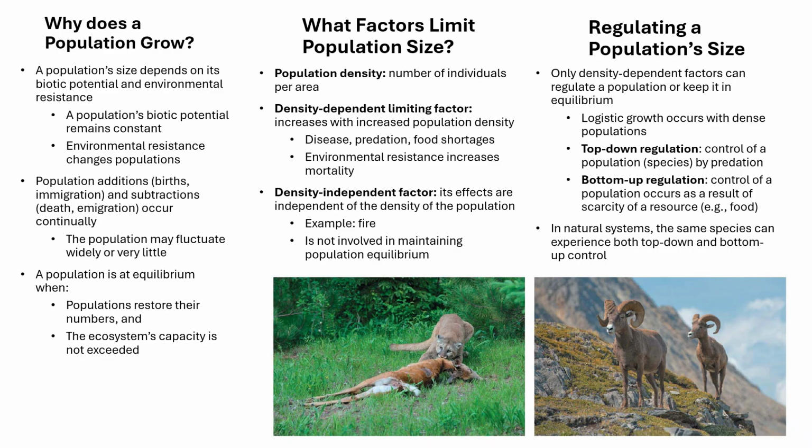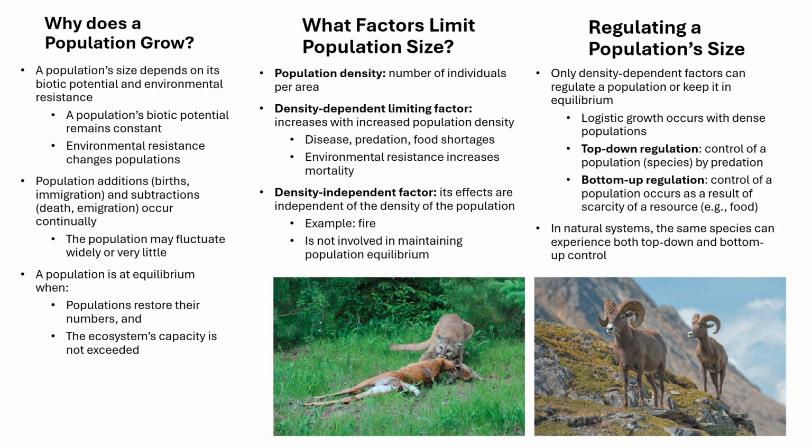And then you have density-independent factors. Those are factors that have an effect on the population, but are not due to the density of the population. So for example, you have a fire that occurs or some kind of major disturbance. It's something that happens randomly, and it's not involved with maintaining the population equilibrium.